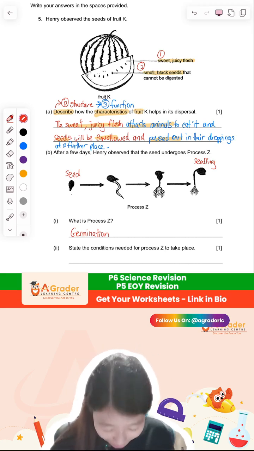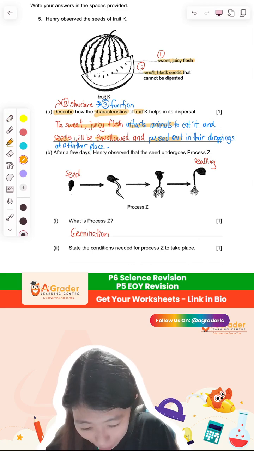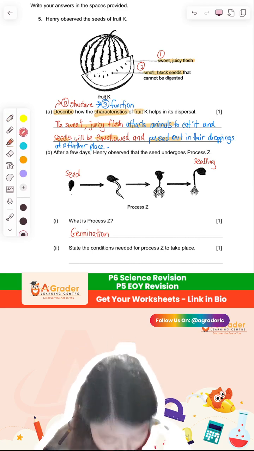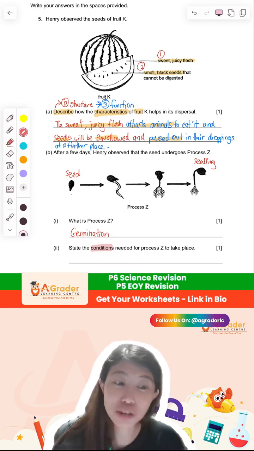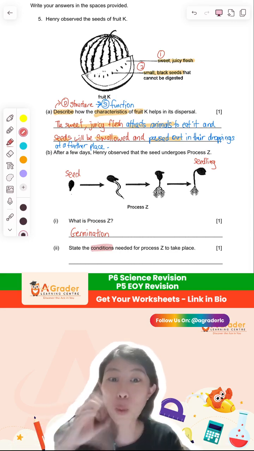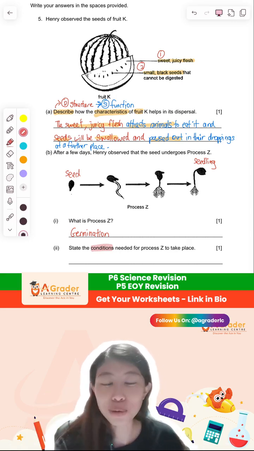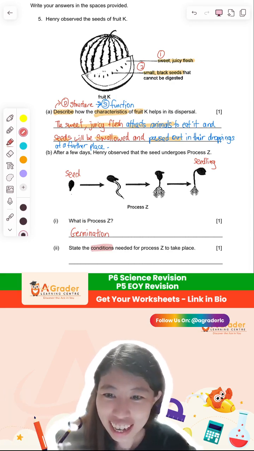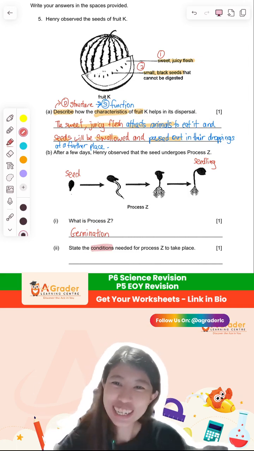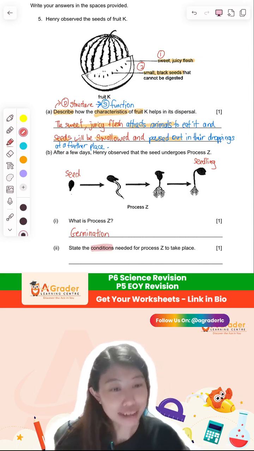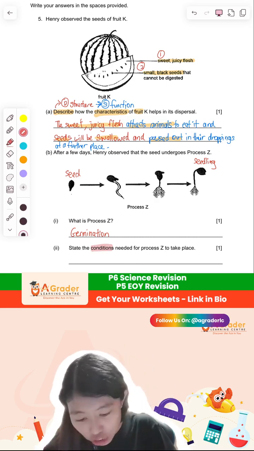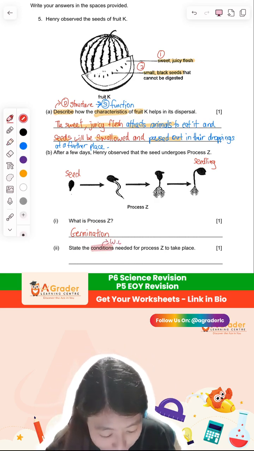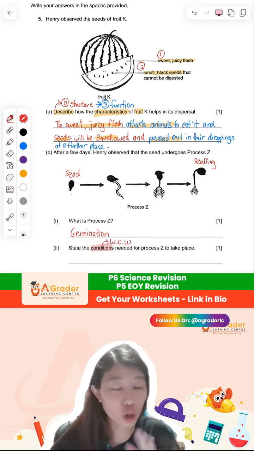Okay, so let's look at the second one. The second part asks us to state the conditions needed for germination to take place. Does anyone know? Okay, I'll give you a clue. Remember the word WOW. Yes, very good. Don't put heat; we say warmth. Just try to remember the word WOW. That's a good way to remember the conditions needed for germination.